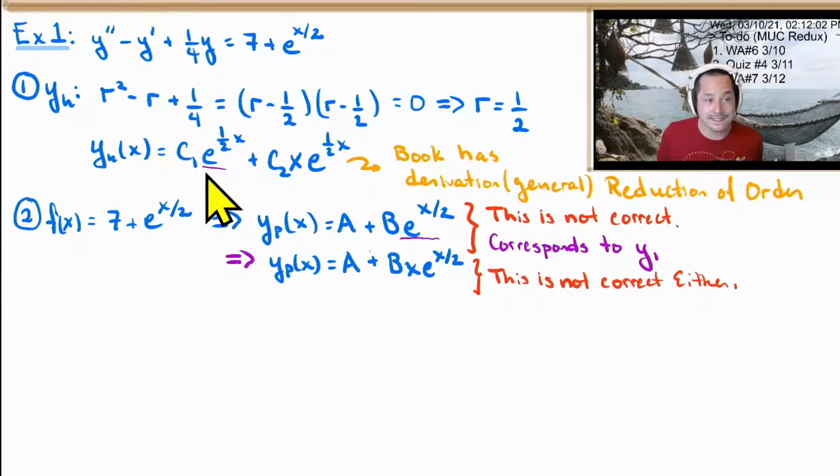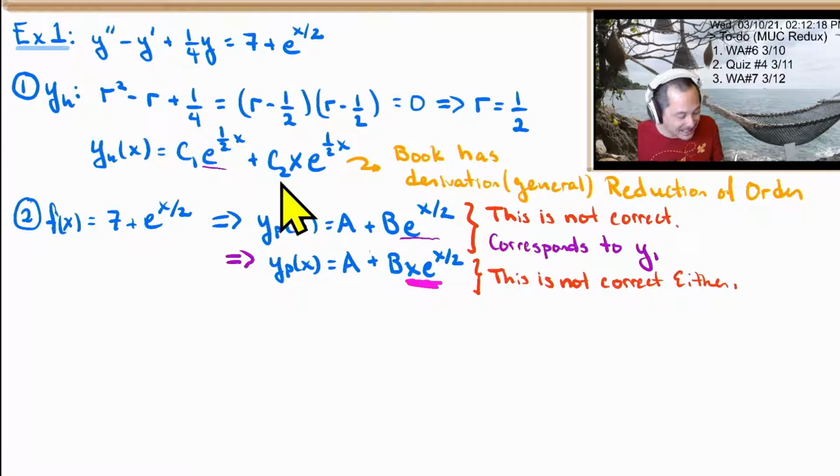All right, why is this not correct either? Well, for those following along, I won't ask for it in chat, but check out this xe to the x over 2. If I were to add this onto the homogeneous solution, it would just get absorbed into c times xe to the x over 2. It'll just get absorbed into this function right here, right?